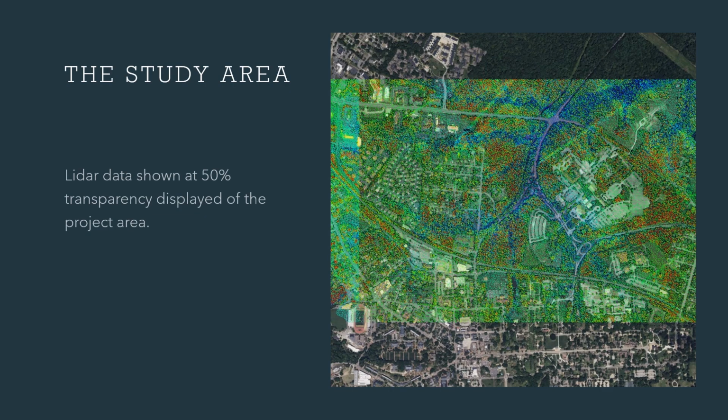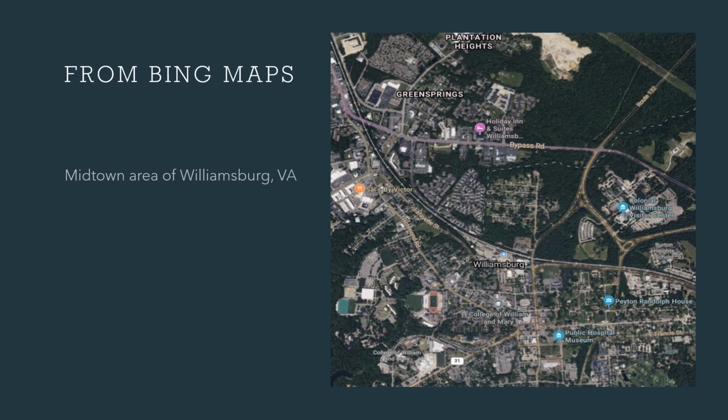The study area that I'm going to be looking at is an area called Midtown, Williamsburg, Virginia. Colonial Williamsburg and the College of William and Mary are down to the south of this area that you're seeing here in my LiDAR data, which is superimposed over top of the data. And I pulled this directly out of LP360 when I interjected the data into the project.